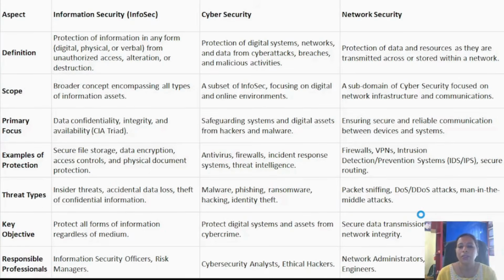So if we compare all these three, there are clear distinctions: information security ensures protection of all forms of data. Cyber security focuses on online systems, preventing attacks like phishing and malware, while network security protects data in motion, making sure that when we send or receive information, it isn't intercepted. So each of these areas supports the others, forming a unified approach to digital defense.